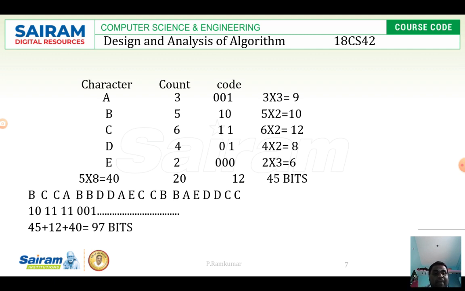So when I apply variable length for data transmission, it will require only 97 bits. Only a minimum number of bits is needed for data transmission when compared with the fixed size as well as the normal way of data transmission. So variable size alone will be better for data transmission.